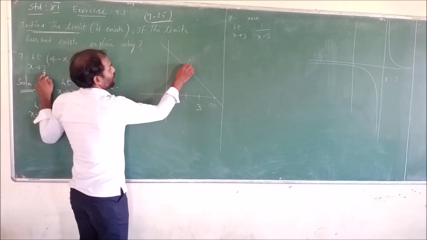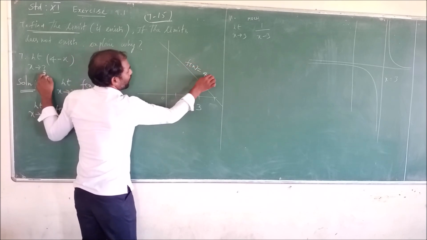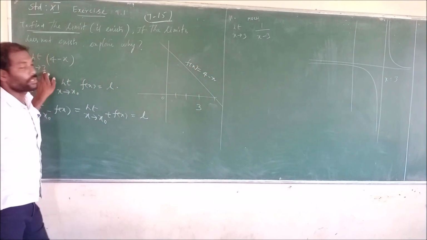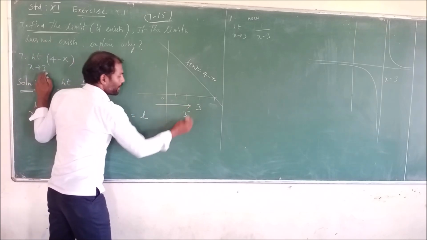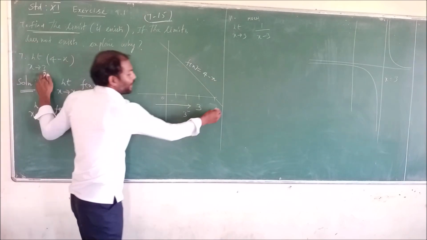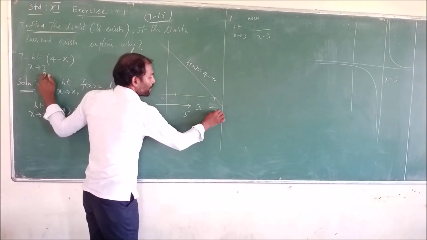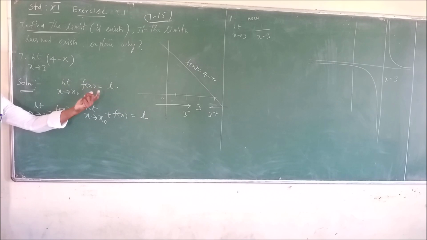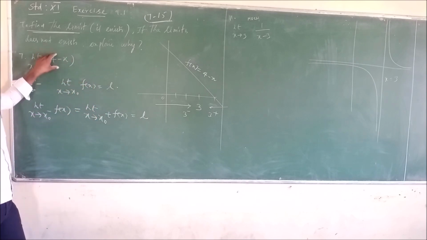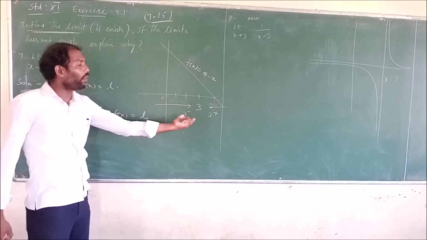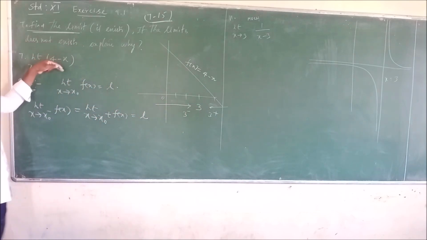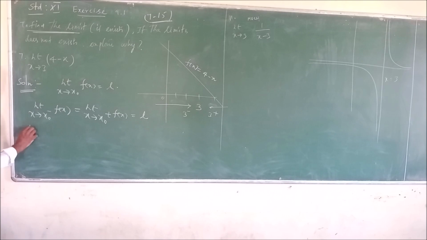This one is f of x. f of x is a function 4 minus x. So we find the left hand limit at 3 minus, and also find the right hand limit at 3 plus. If both values are equal, then the limit of the function exists at 3. If both values are not equal, then the limit does not exist at 3. This is the basic concept and definition. So first we check it.